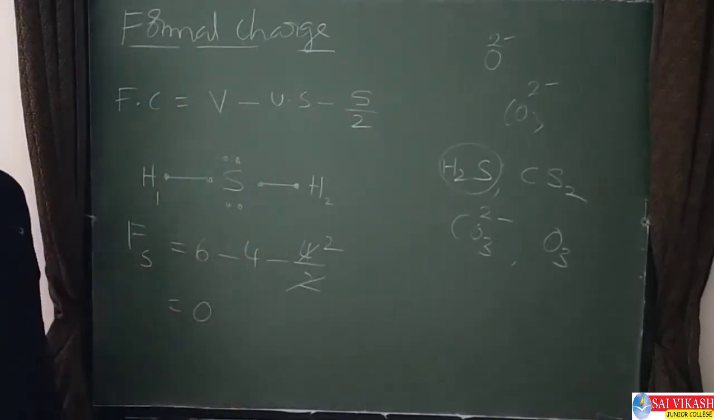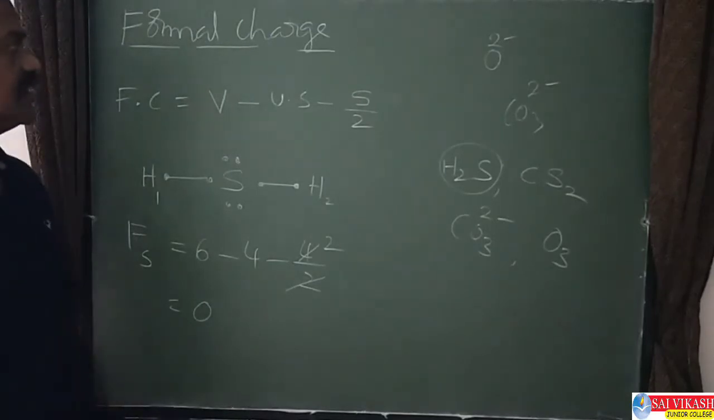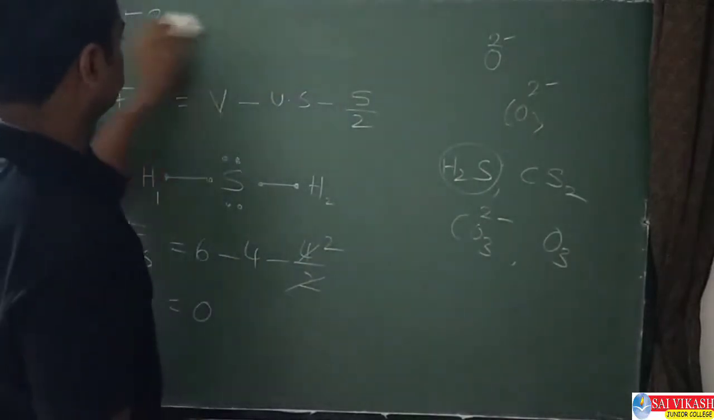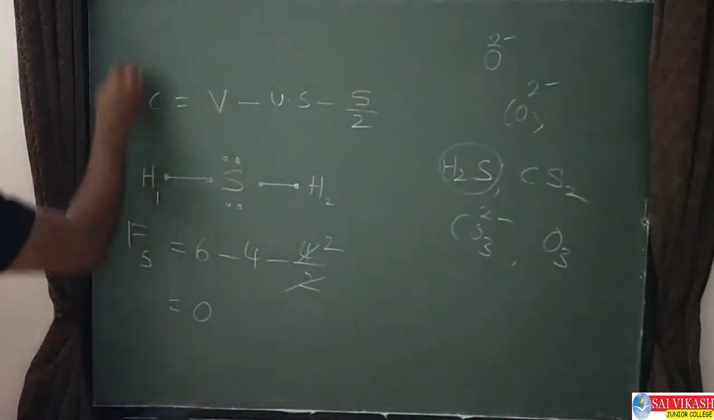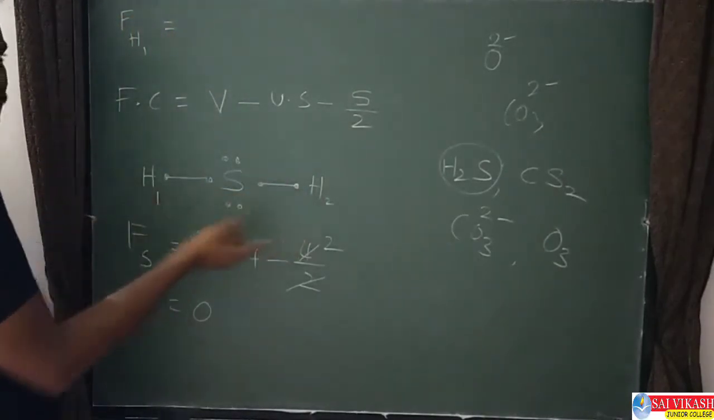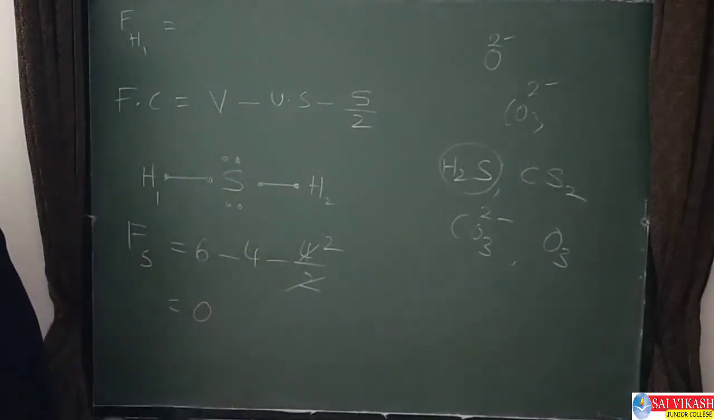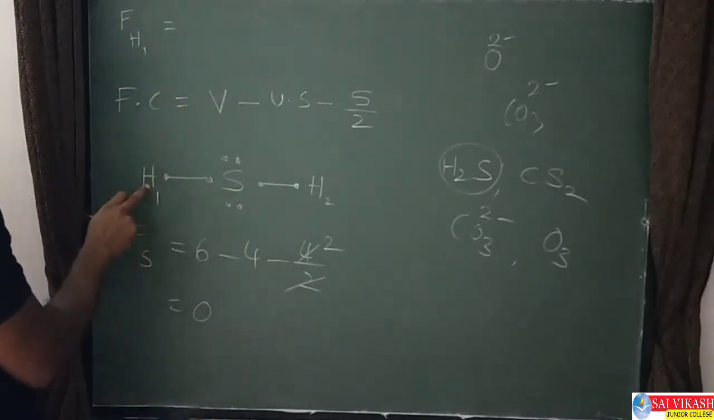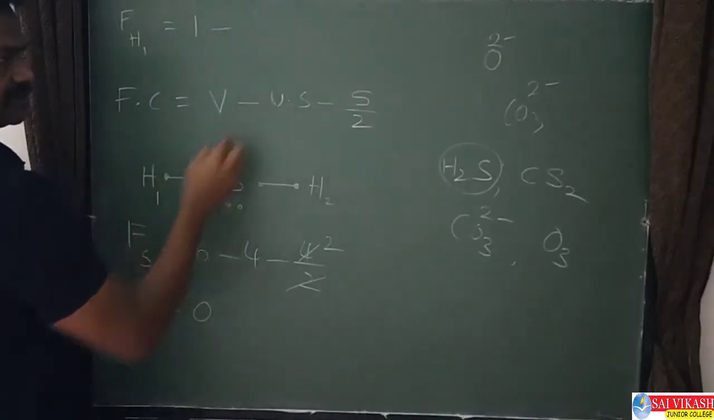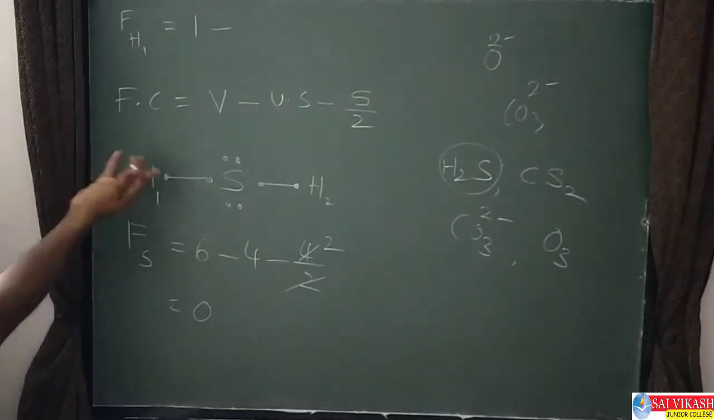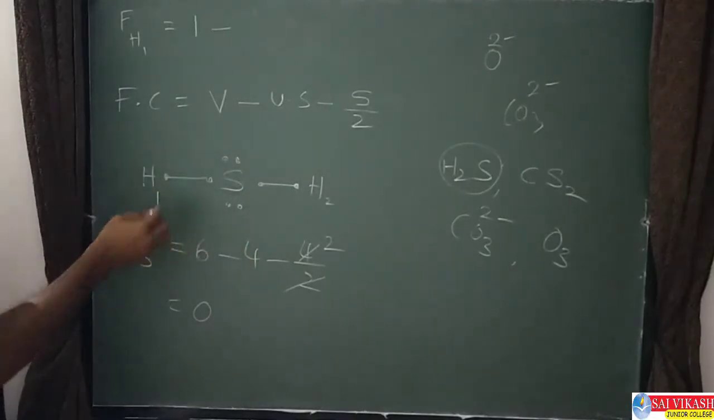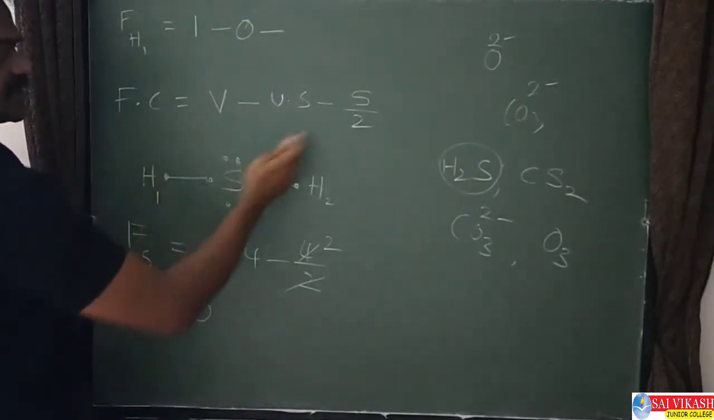Let's go with hydrogen also. Hydrogen formal charge is how much? I will tell you hydrogen formal charge. See this. Formal charge of hydrogen 1. Hydrogen 1 or hydrogen 2, the answer will be the same because same number of electrons. Valence electrons how many? 1. Hydrogen valence electron 1. V minus unshared. Is there any unshared electrons in this? No. Only 1 electron is there that is involved in the sharing. So no unshared electrons. So 0 minus shared electrons by 2.